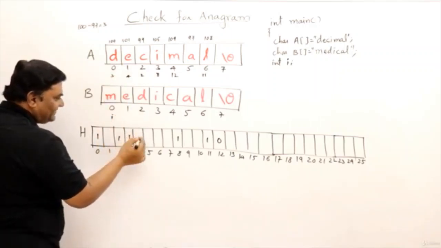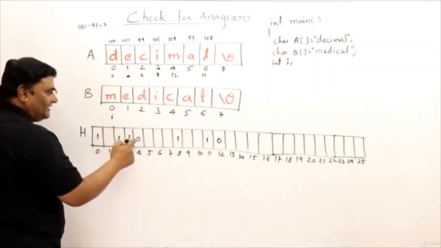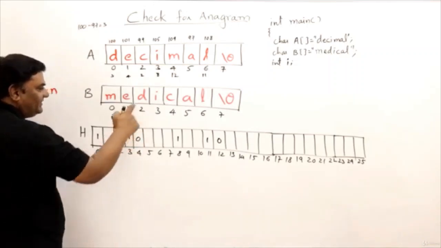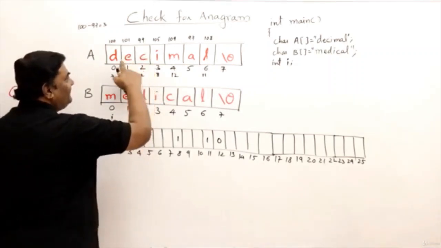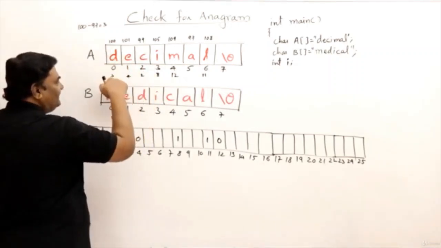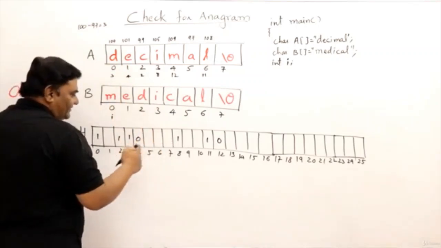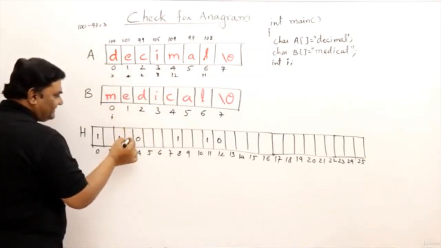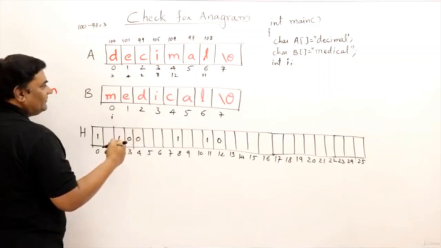Go there and decrement. So 1 minus 1, 0. So yes, it is not becoming -1. D, its index will be what? It will be 3. We have already calculated here. So go to 3. So index 3, decrement this. So this is not -1, it is 0, right?